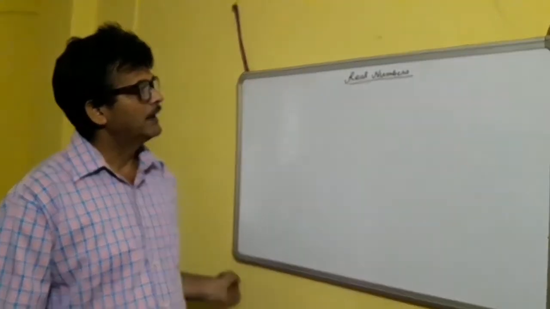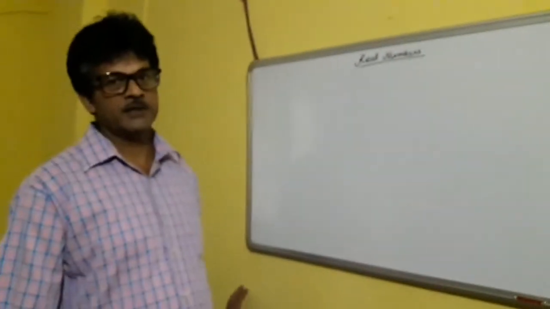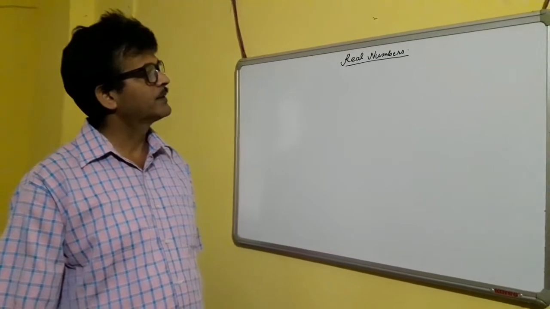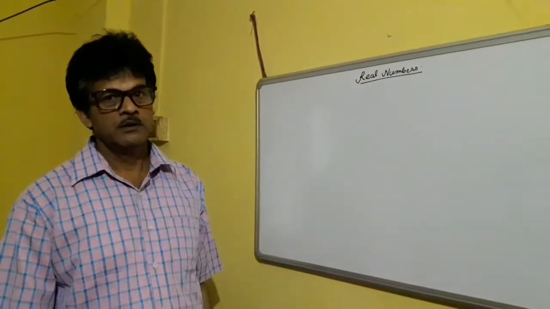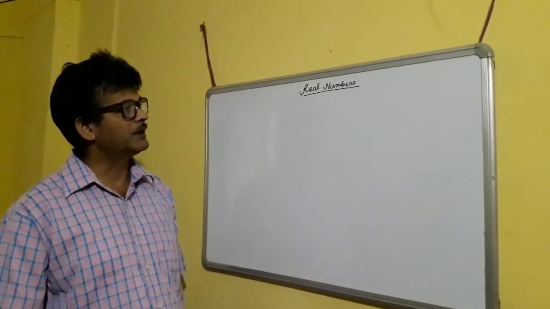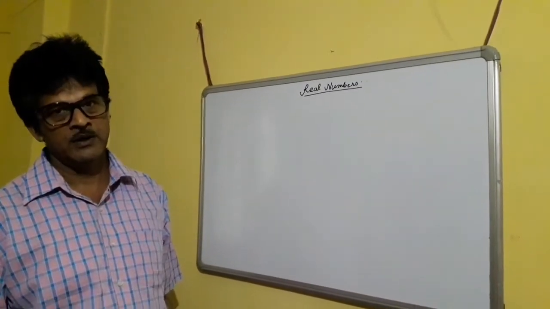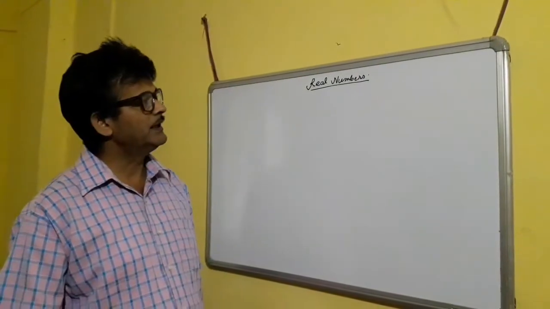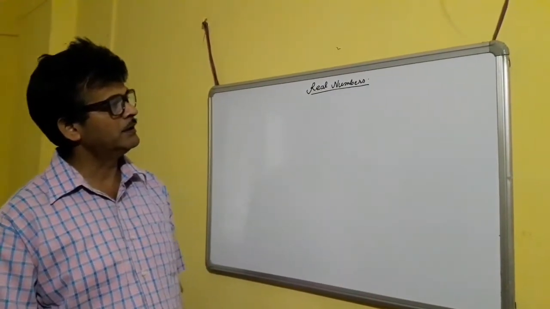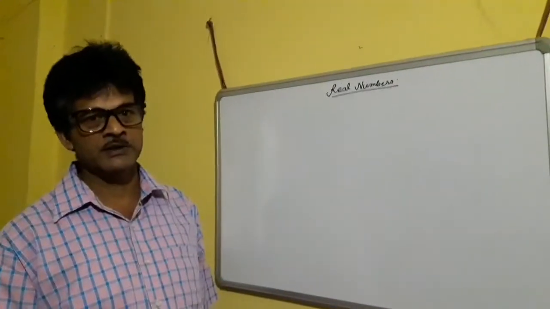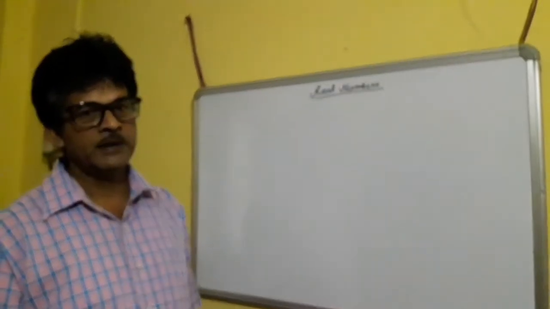Today I am going to discuss the first chapter, real numbers. Already you have learned in lower classes about the different types of numbers like natural numbers, whole numbers, integers, rational and irrational. All these numbers, rational and irrational, and under them natural numbers, whole numbers, integers, are real numbers.